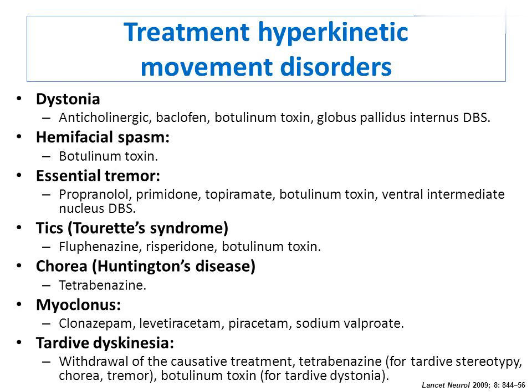Treatment of hyperkinetic movement disorders. Dystonia: anticholinergic, baclofen, botulinum toxin, globus pallidus internus deep brain stimulation. Hemifacial spasm: botulinum toxin. Essential tremor: propranolol, primidone, topiramate, botulinum toxin, ventral intermediate nucleus deep brain stimulation. Tics, Tourette's syndrome: fluphenazine, risperidone, botulinum toxin.